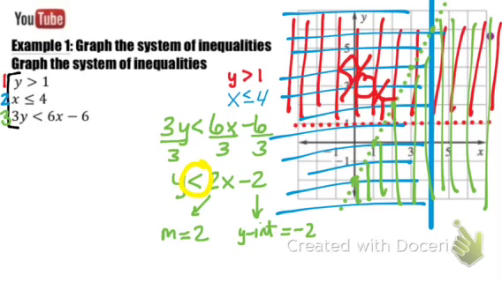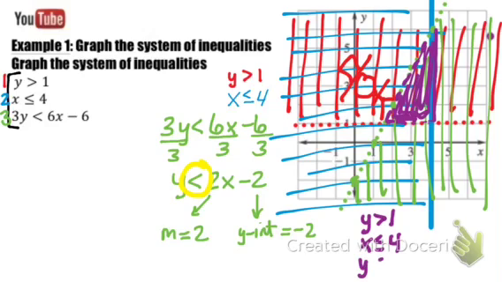So if you're shading properly, mine's kind of hard to see, but the solution of your system of inequalities would be the region in which all three colors meet. It's kind of hard to see, so I'm going to highlight this in purple. This little triangular region would be the solution of my system. So as long as y is greater than 1, x is less than or equal to 4, and y is less than 2x minus 2 would be your solution. You want to really identify that common region where all three colors meet.